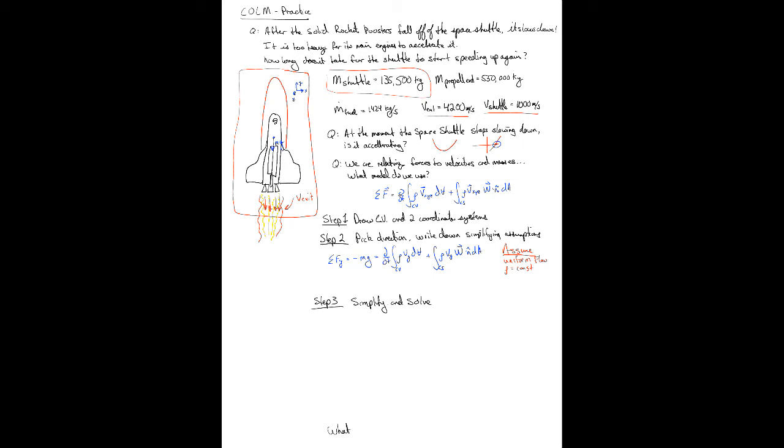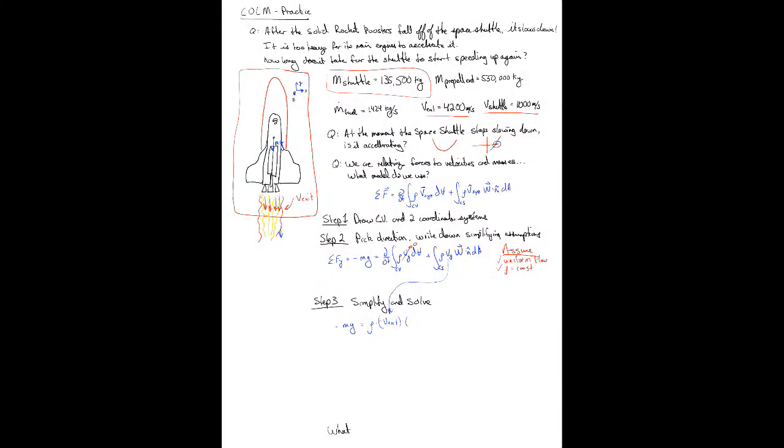So if we're using both uniform flow and density equal to a constant, that means we can simplify our equation to negative mg is equal to rho times negative v exit. And the reason it's negative, because this is our vy right here, is because it's going out and down, so it has a negative velocity, times our dot product.